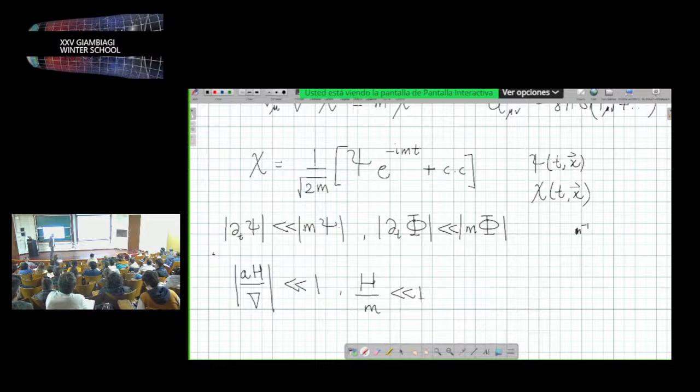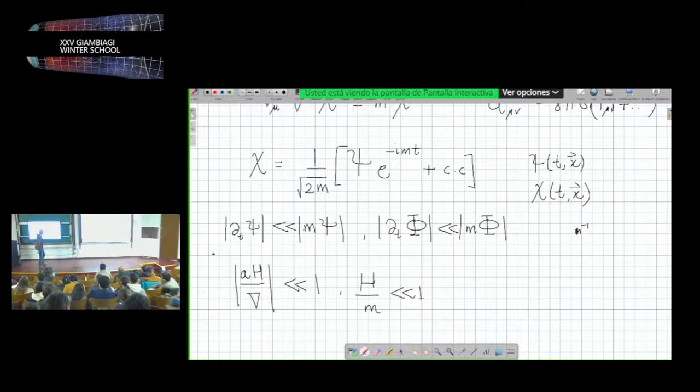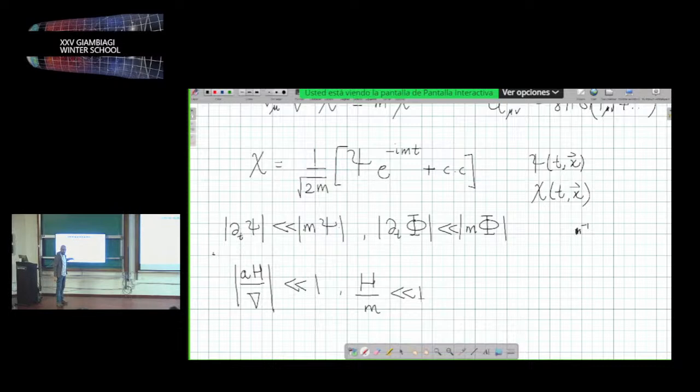H over m. So for this to be dark matter, I'm saying that m is a fast time scale, right? So it means that the field has to be oscillating fast compared to the Hubble time. Otherwise, I can't treat this as a fast oscillating field. Only when it's oscillating does it behave like dark matter. If it's constant, it behaves like dark energy. So I need the field to be oscillating for this to work.